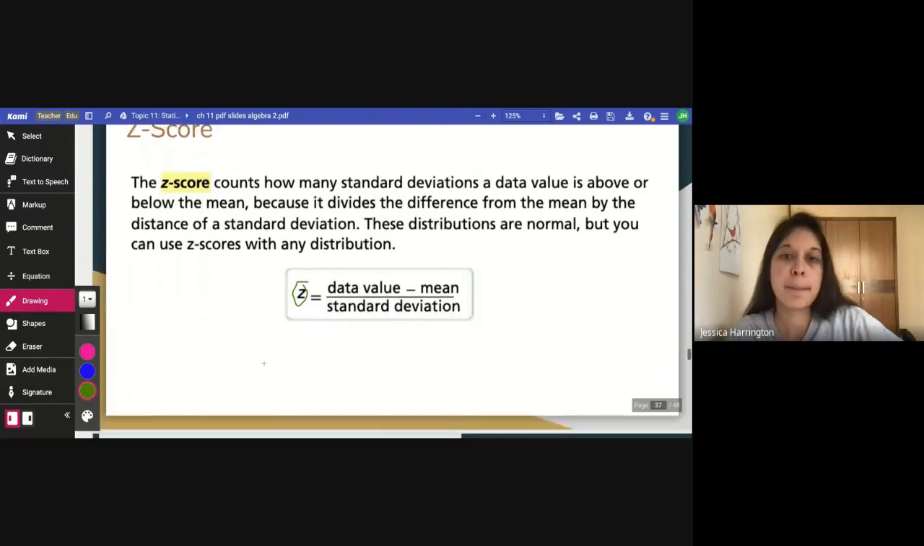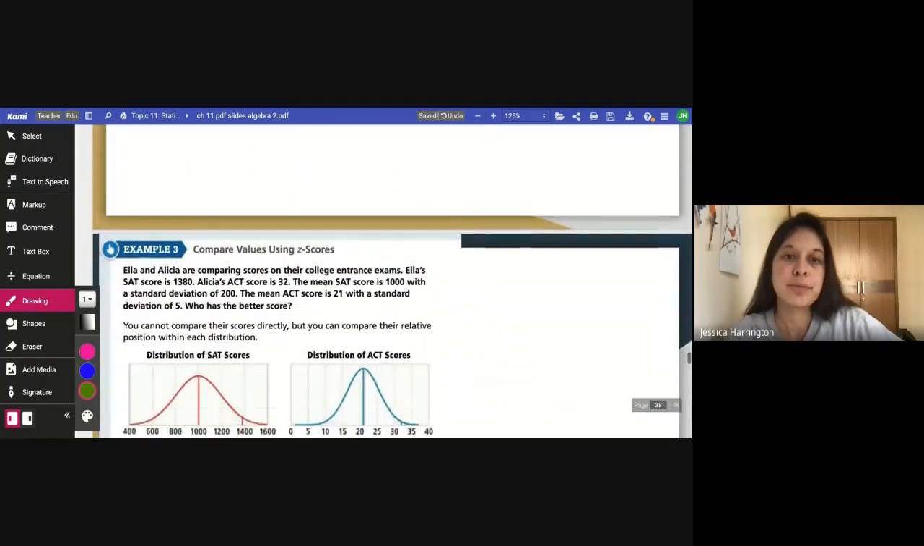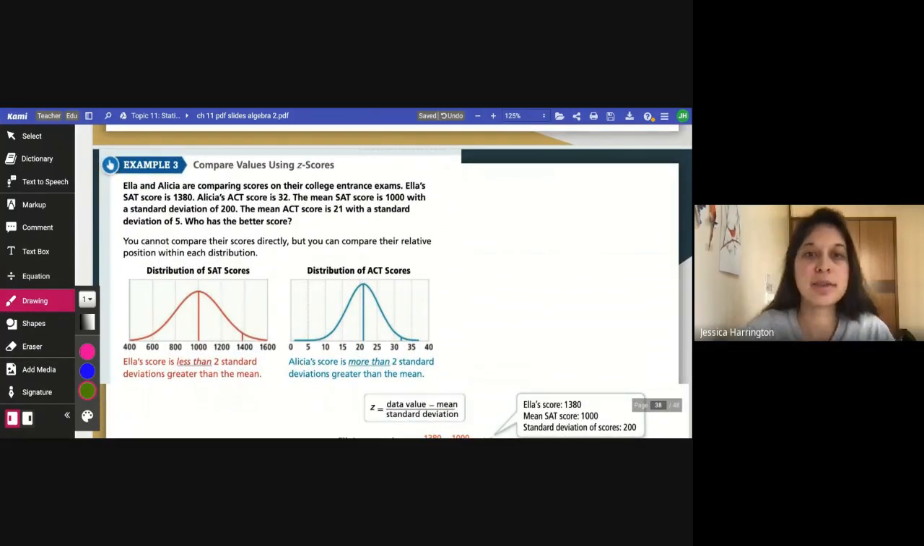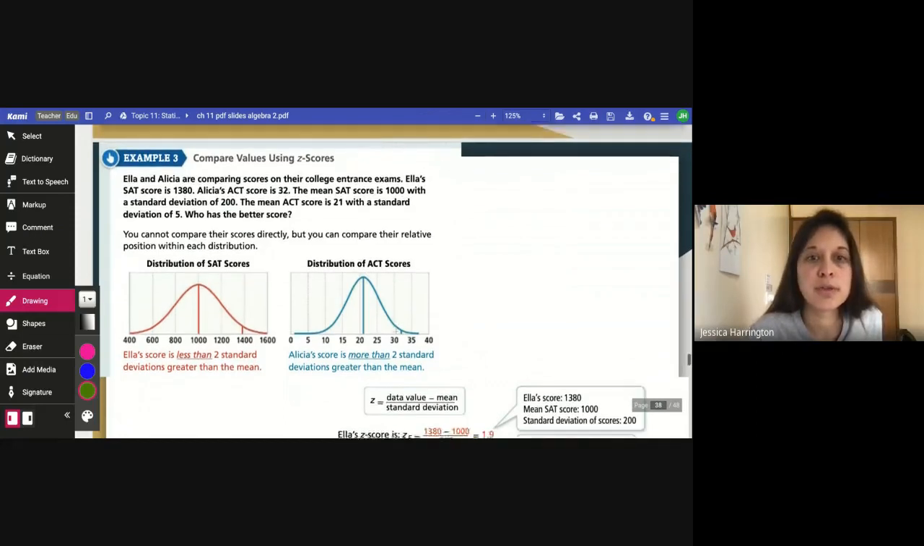So let's try it out. Here are ACT and SAT scores, two different assessments you can take in high school. Ella took the SAT and she got a 1380. Alicia took the ACT and she got a 32. They're trying to figure out which score is actually better, because they're two different assessments, so you can't just compare the raw score. So they're going to use a z-score. The mean SAT score is 1,000 and the standard deviation is 200. The mean ACT score is 21 and the standard deviation is 5. Who has the better score?